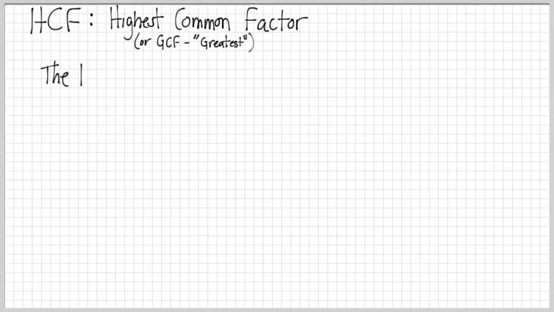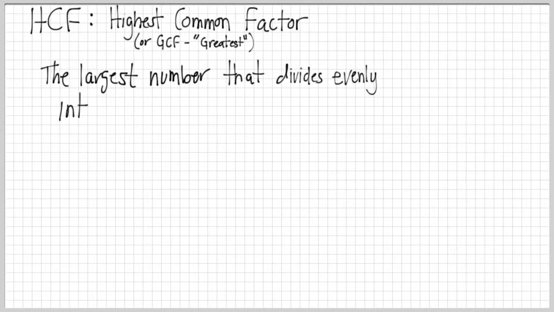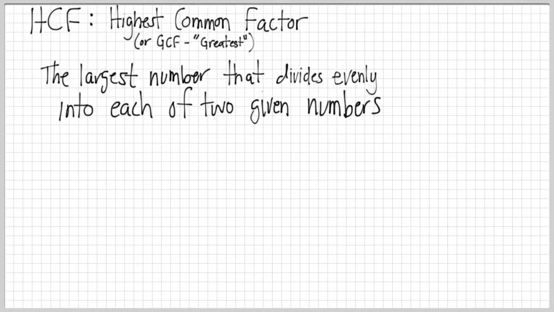So what is this? The HCF is the largest number that divides evenly into each of two given numbers. So just like last time, you'll be given two numbers, and you want to find the highest, the largest number that goes into both of them.